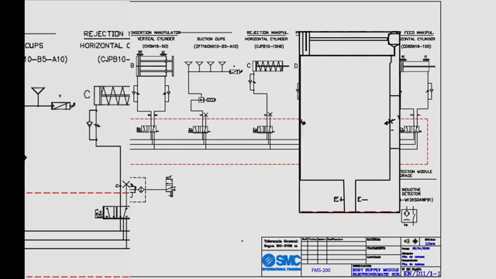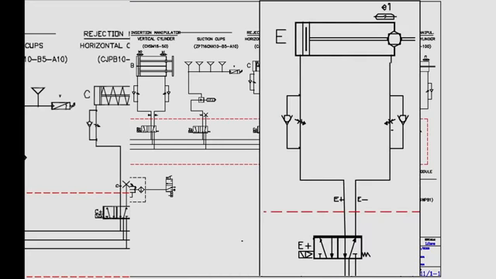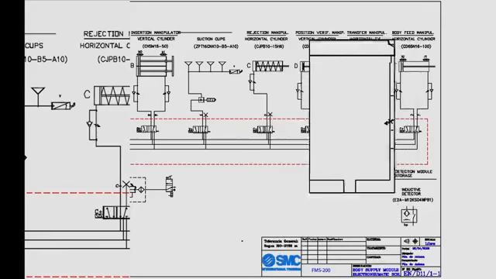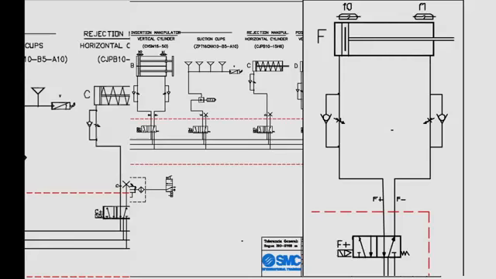And the next cylinder we have is the transfer cylinder. And again, it has position information, but it only has it on the extend portion of the cylinder. And our last cylinder is the body feed manipulator. And again, we can see by looking here that we have position information on both sides. So we will know when this cylinder is extended or retracted.